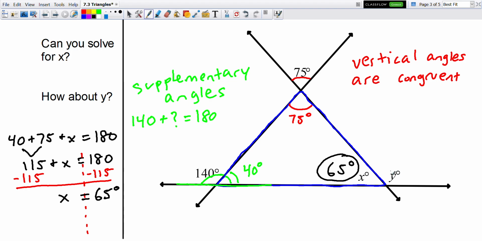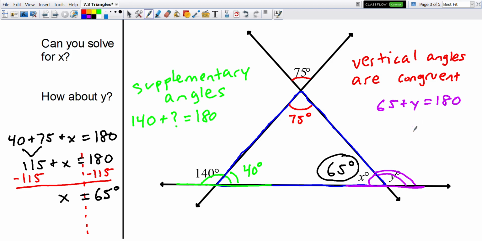And now for angle y, we kind of just talked about this one, the supplementary angles there, right? I can see this straight angle formed here between angle x, which we now know is 65, and angle y. So I know that 65 degrees plus angle y should equal 180 degrees, since they are supplementary angles, they form a straight line down here.